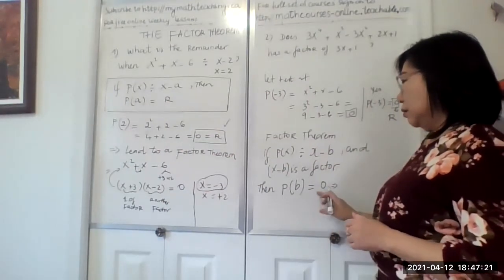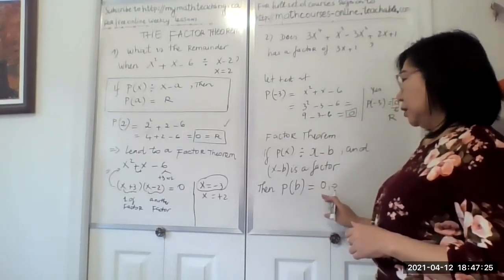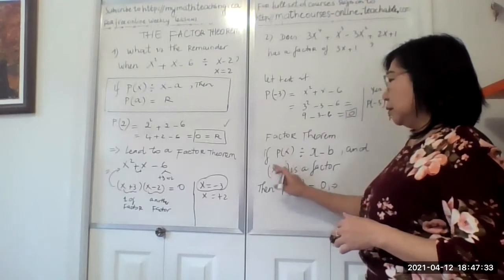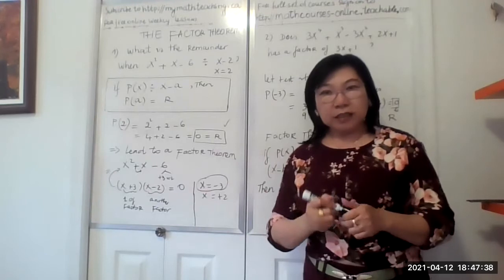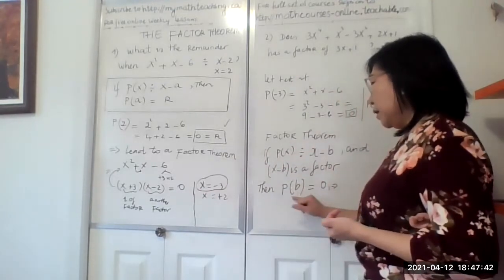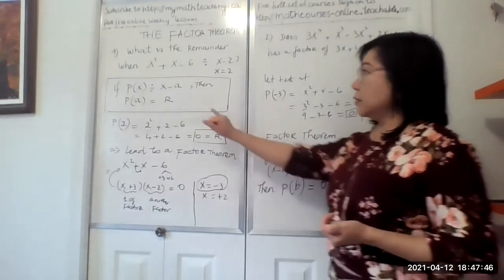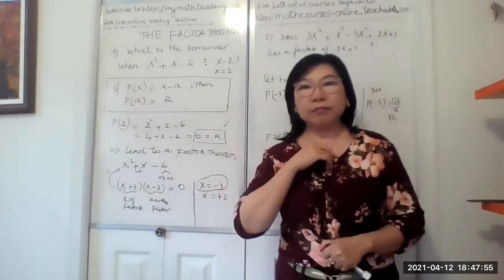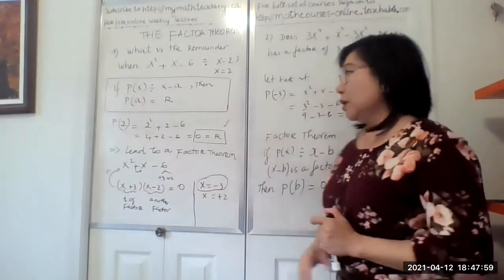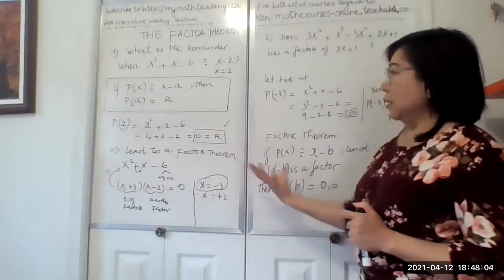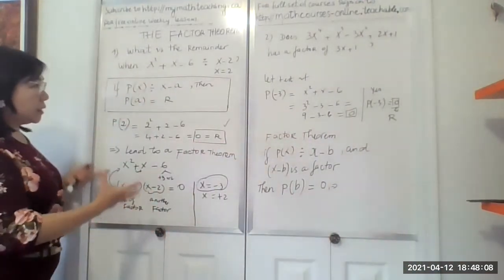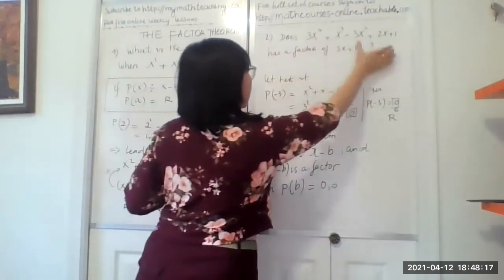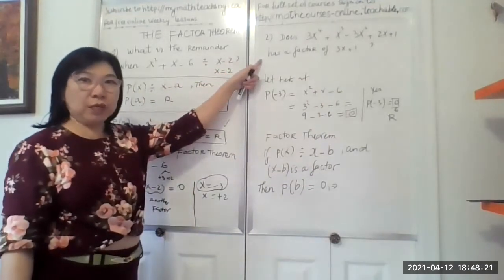So in other words, what does that mean? If this is different from zero, then the remainder tells us that this number is not a factor of the algebraic expression. But if we plug it in and the remainder turns out to be zero, it means this divisor here is a factor of this polynomial. So that is the only difference between the remainder theorem and the factor theorem. Now, based on this knowledge, we are able to decide whether or not this divisor is a factor of the expression here. So that will lead you to answer question two I posted on the board here.